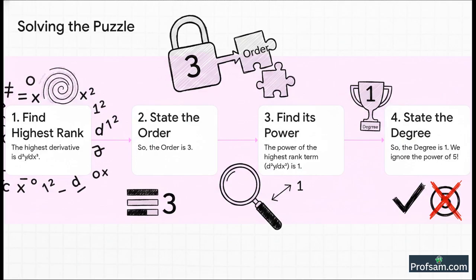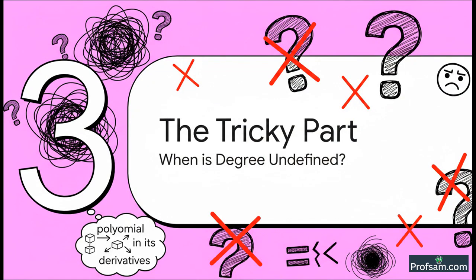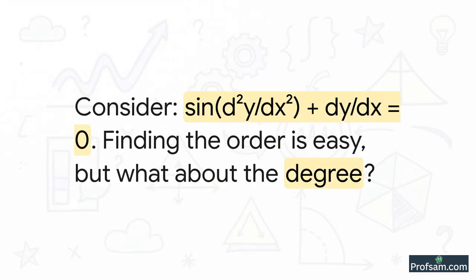That power of 5 on the other term, it's just there to distract you. You have to completely ignore it. The degree is only the power of the highest ranked derivative. Okay, so let's get back to that special condition I mentioned earlier. Remember how I said the degree is only defined if the equation is a polynomial in its derivatives? Well, this is the part that can be a little tricky, and it's the reason why sometimes the degree is not defined. So have a look at this example here.